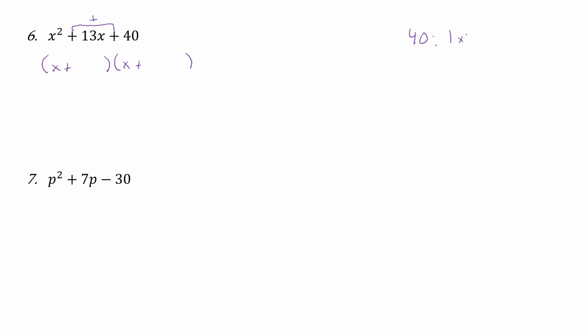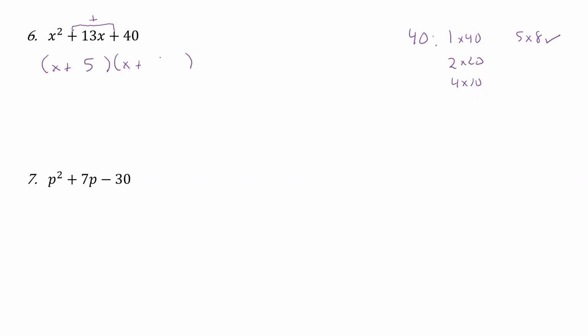Well, 1 times 40 is not going to add it. That's 41. 2 times 20, well, that's going to give us 22. 3 doesn't work. 4, that's going to be 4 times 10. That'll give us 14. Close, but not what we need. Now 5, that's going to be 5 times 8. Well, 5 plus 8 is 13. So now we found the values we need.